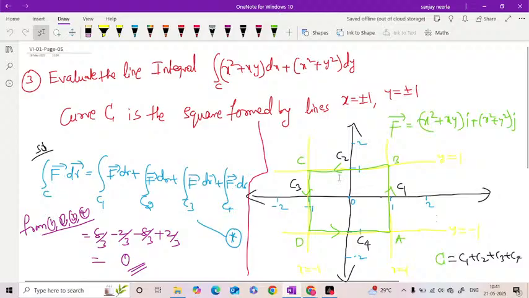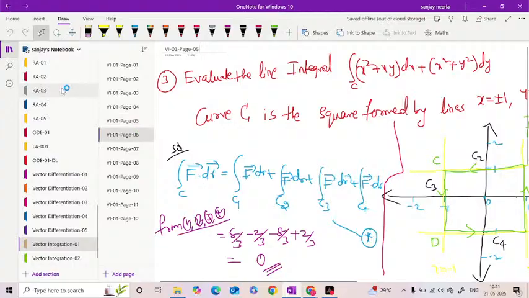Next one, c2 path. In the c2 path we have to take y is equal to 1 and x values are from 1 to minus 1. Similarly, c3 path. So we have to take x is equal to minus 1 and y values are running from 1 to minus 1. And c4 path. In the c4 path we have to take y is equal to minus 1 and x values are running from minus 1 to plus 1. Okay. So do them separately for the c1 path, c2 path, c3 path and c4 path.